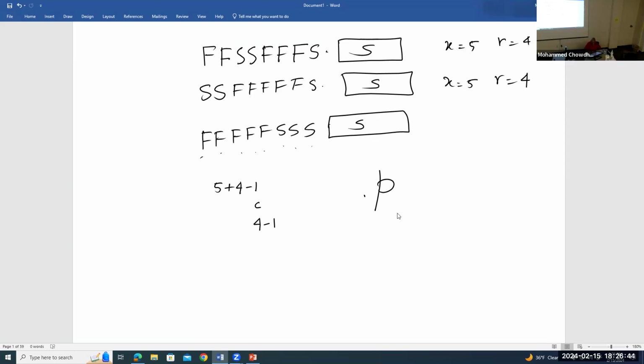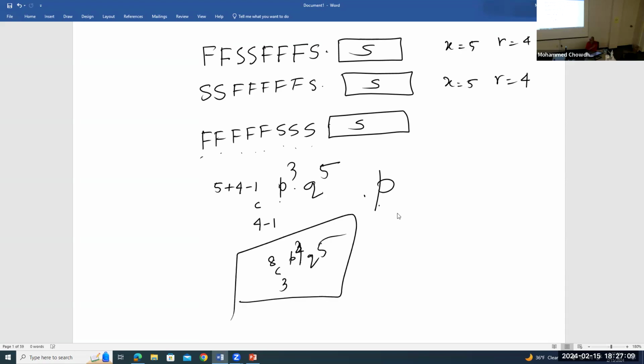So among 8 trials, how many ways can 3 successes happen? See, this is P to the power 3 and that is Q to the power 5. Okay? And then when it is added with that, it will be 5 plus 9, 8 C 3, P to the power 3, sorry, P to the power 4, this and that, and Q to the power 5. That is the way the negative binomial distribution has been formulated. Clear right now?